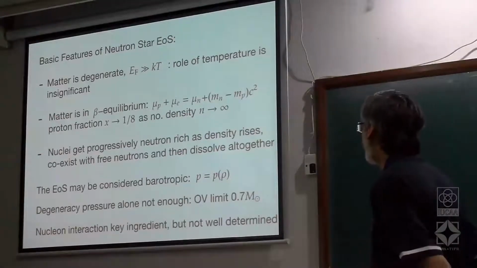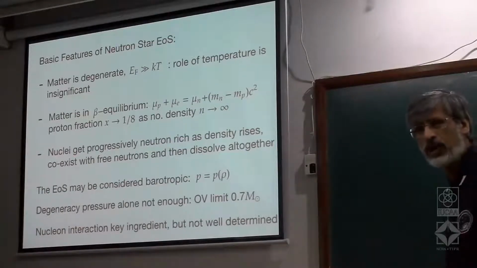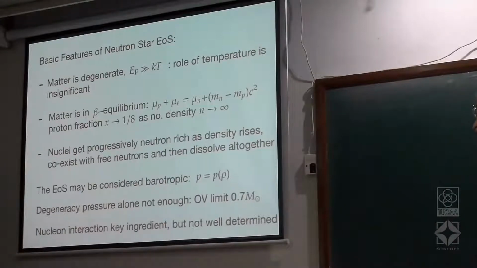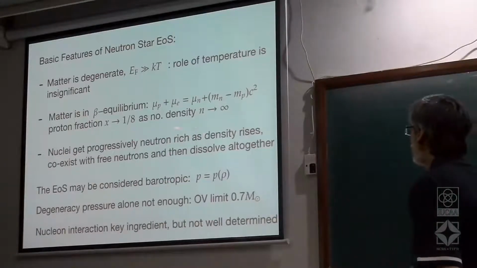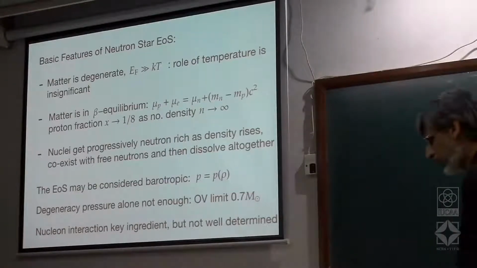So the nuclei get progressively neutron rich as density rises. Z by A, starting from half, goes to very small values, and beyond the neutron drip point, nuclei will coexist with free neutrons. And when you reach nuclear density, then the nuclei will dissolve altogether. So there will be no nuclei left. You will only have free neutrons plus corresponding protons and electrons.